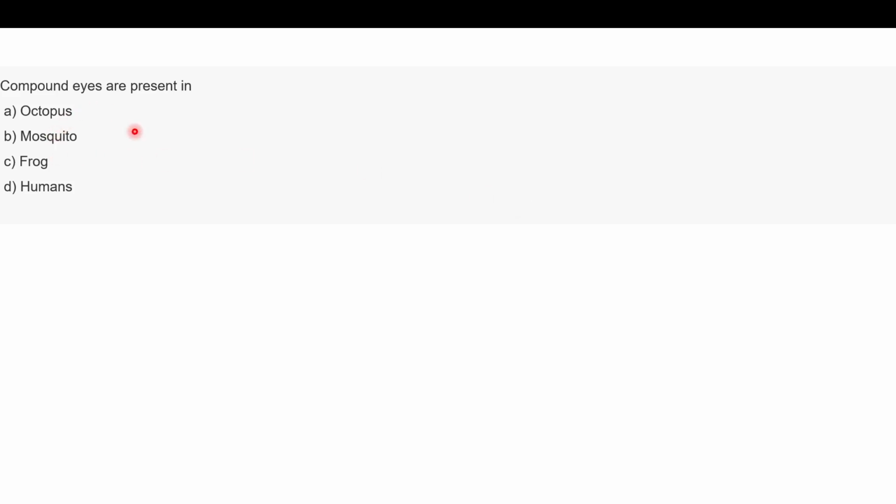Now, compound eyes are present in which of the following organisms? Any idea?